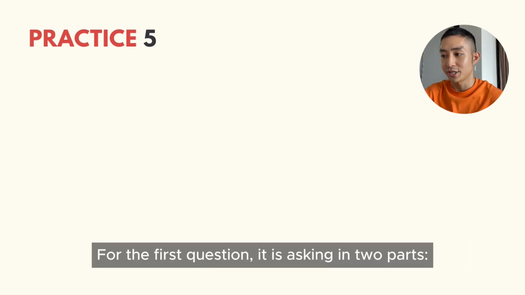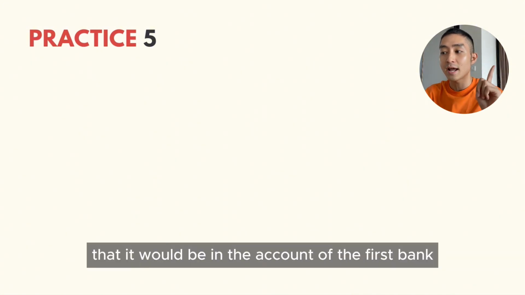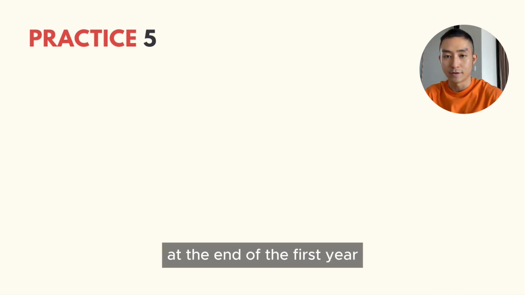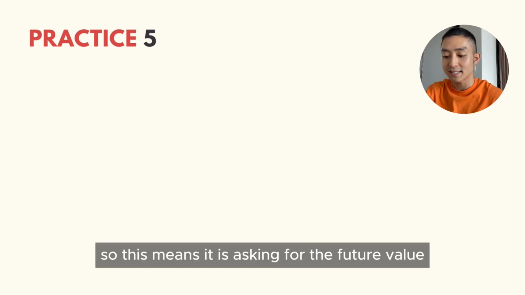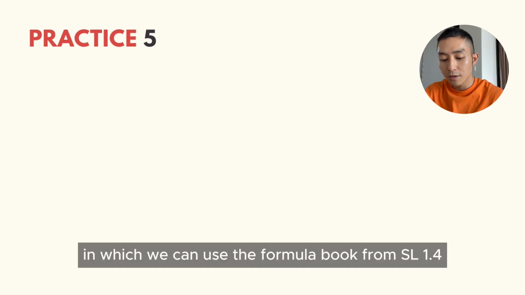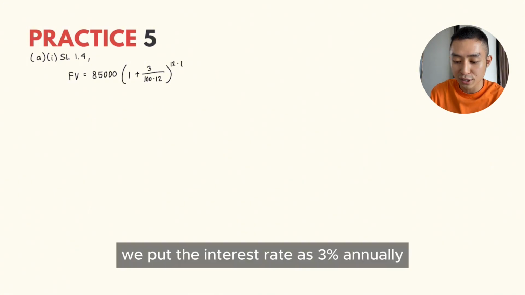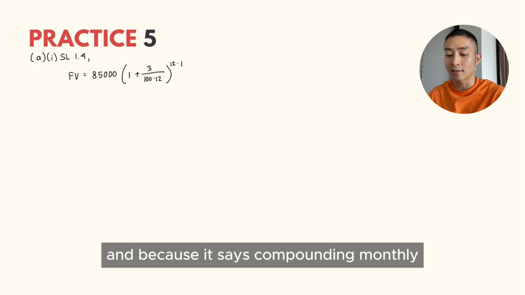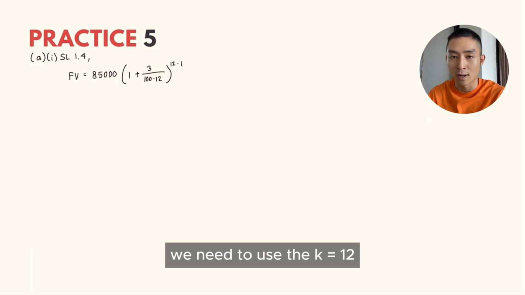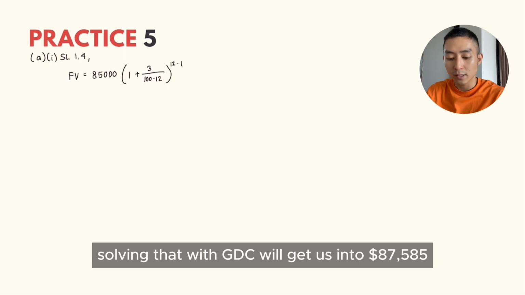For the first question, it is asking in two parts. The first one is the amount that it would be in the account of the first bank at the end of the first year. So this means it is asking for the future value, in which we can use the formula book from SL 1.4. We put the interest rate as 3% annually, and because it says compounding monthly, we need to use the K factor is 12. Solving that with GDC will get us 87585.